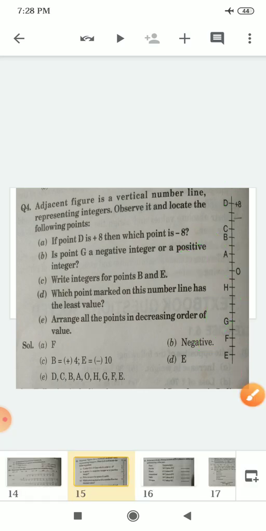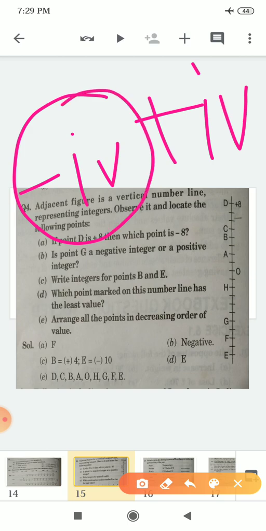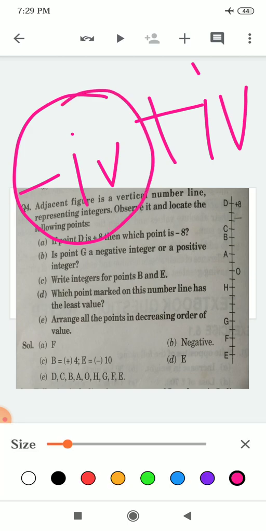Which point marked on this number line has the least value? Which is having the least value? Least means सबसे कम, you can say very less, which is the smallest. So always the smallest number from positive and negative will be which number? Always a negative number. Okay, so which is the smallest negative number here? We have the last number, that is E.